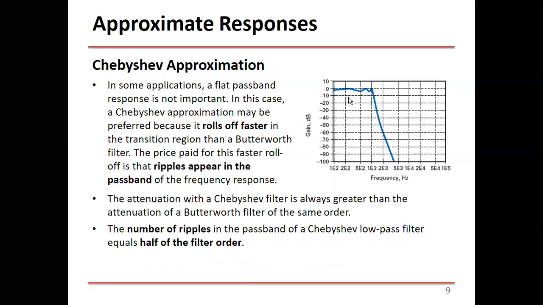The number of ripples, the number of ups and downs, the peaks and valleys here, depends on the order of the filter. And actually, exactly, it is half of the filter order. So if you have an order 10, then you will have 5 peaks here. If you have order 4, then you will have 2 peaks and so on.